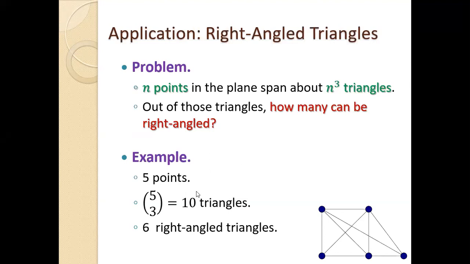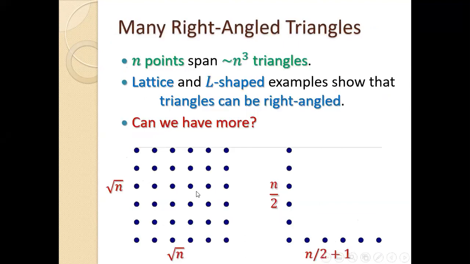I put 2 examples here. You can maybe come up with more. So here's what you suggested. If we have n points, it's square root of n rows, square root of n columns. Together you get about n points. Here's another option. Try to do an L shape. So 1 column with half an n points, 1 row with say half an n plus 1 points.